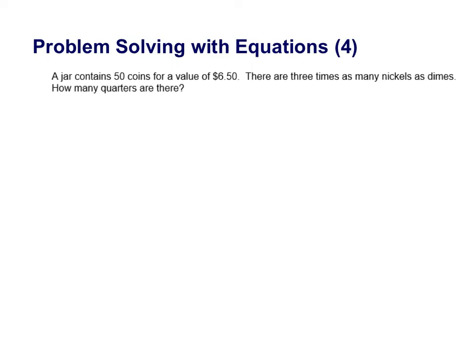Alright, here's another video with one word problem. You gotta love that. A jar contains 50 coins for a value of $6.50. There are 3 times as many nickels as dimes. How many quarters are there?